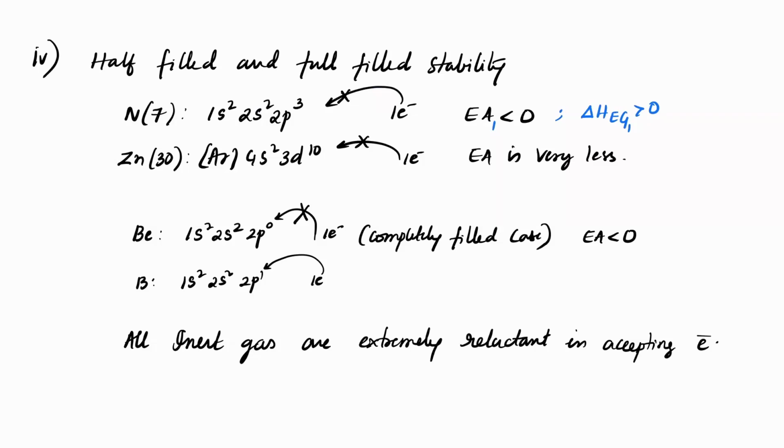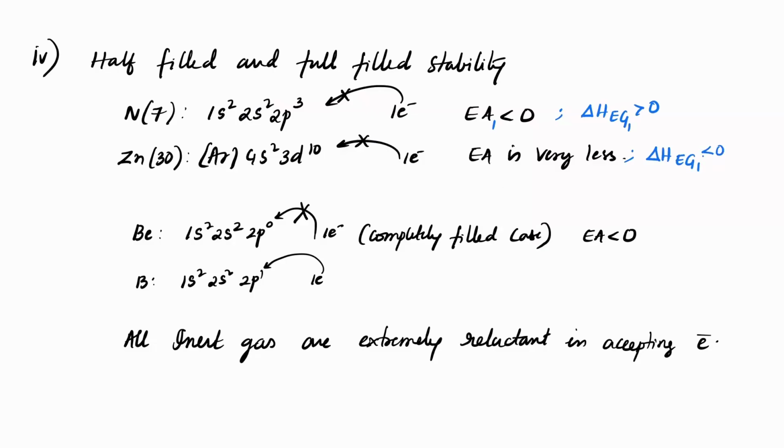And same goes with zinc also. Zinc is 4s2 3d10. It's kind of full electrons. So 4p would be highly reluctant to take any electron into it. So here also the EA value is very less. Delta H, electron gain enthalpy, is lesser but very close to zero. All right.